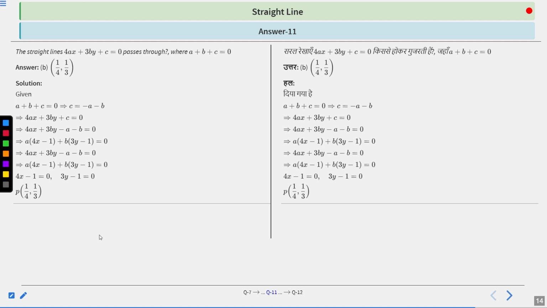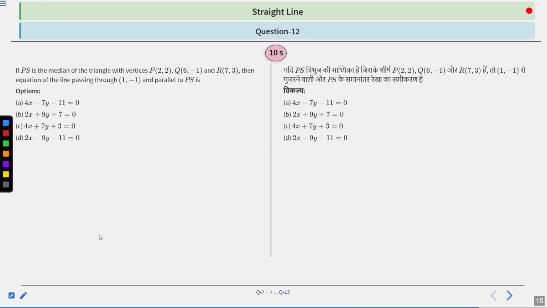Got it? Now, let's move to the next question, question number 12. Question number 12 says, if PS is the median of the triangle with vertices P(2, 2), Q(6, -1) and R(7, 3), then the equation of the line passing through (1, -1) and parallel to PS is. See, if PS is the median of the triangle, what is the hint of this question? You can first try to draw the triangle having the endpoints of its vertices, right?